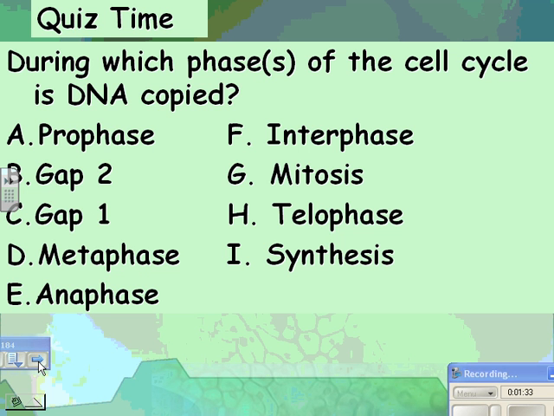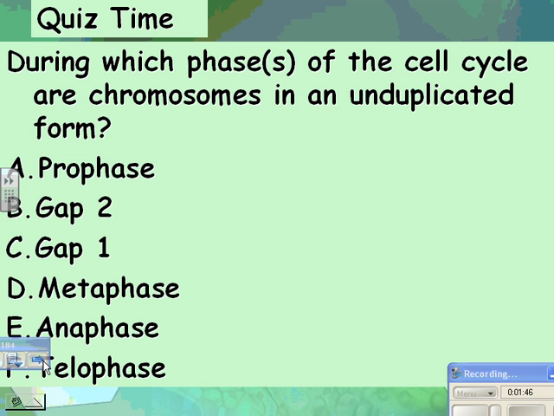During which phase of the cell cycle is DNA copied? That would be during the synthesis phase, right here. But the synthesis is part of interphase. Good, good. During which phase of the cell cycle are chromosomes in an unduplicated form? They're just made, so in gap 1, I would say. And then there's synthesis, and then there's prophase, metaphase, anaphase, and telophase. That's it.